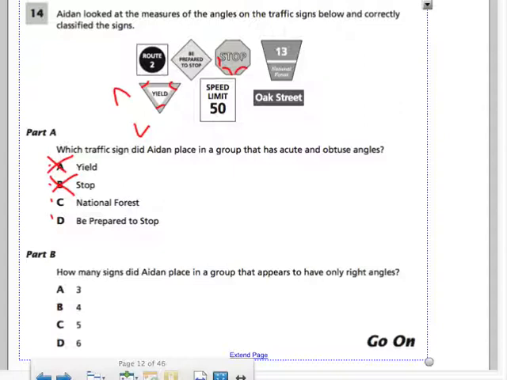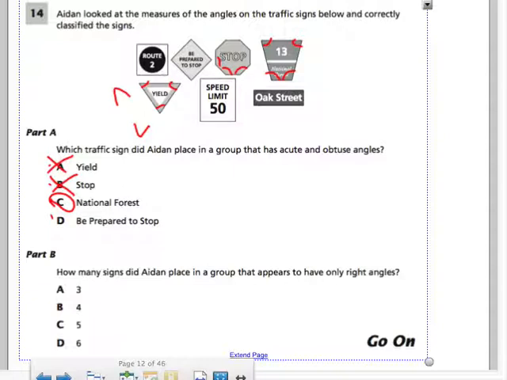How about C, the National Forest sign? Does that have acute and obtuse angles? Andres? Yes. Where are the acute angles? On top. Ah, someone's looking using their eyeball. Where are the obtuse angles? At the bottom. Yes, they are, sir. There you go. We can stop right there because it doesn't say mark all that apply. We're just picking the right one. But we could look at Be Prepared if we want to.